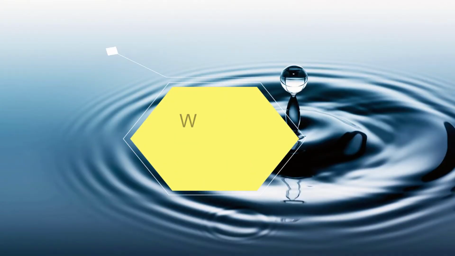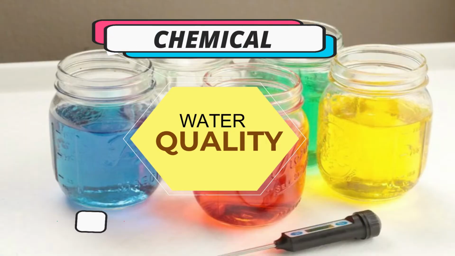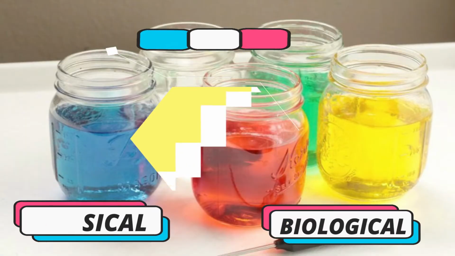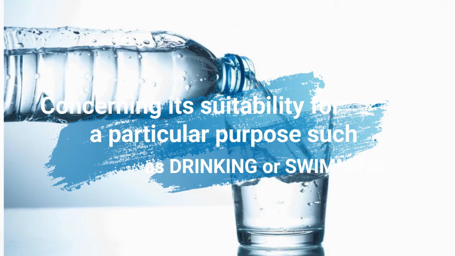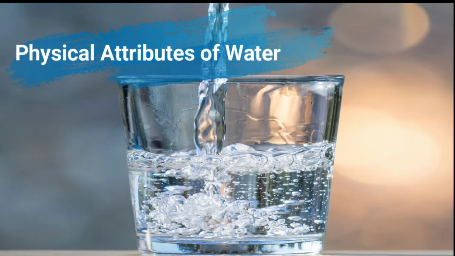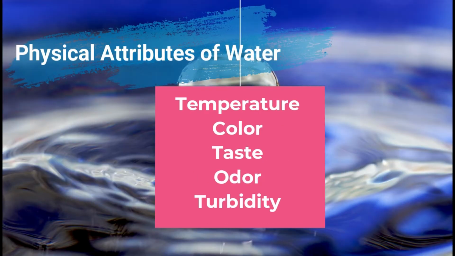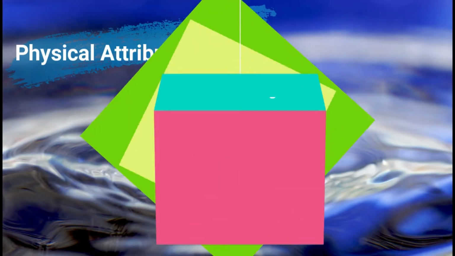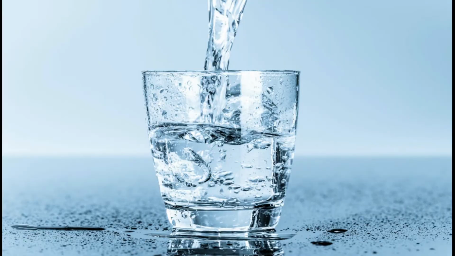Water quality describes the condition of the water, including chemical, physical, and biological characteristics, usually concerning its suitability for a particular purpose, such as drinking or swimming. Some of the physical attributes of water include temperature, color, taste, odor, and turbidity. Temperature of water affects some of the important physical properties and characteristics.